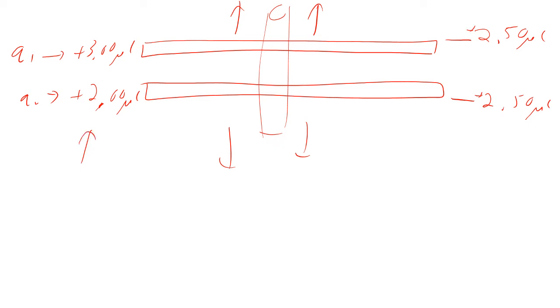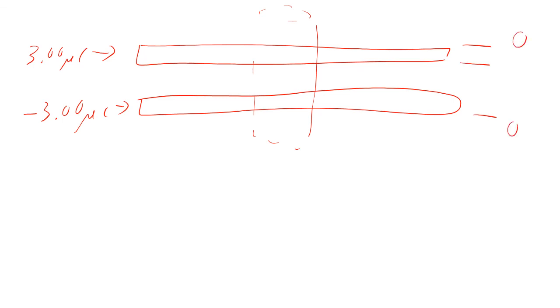Okay, so the top one had 3 microcoulombs total, 2.5 microcoulombs is at the top, so the bottom has to be half of a microcoulomb. Okay, down here, that has to be equal and opposite of that, and the bottom has to add to 2 microcoulombs. So if you have 2.5 microcoulombs on the bottom surface, the upper surface has to be negative 0.5 microcoulombs. Okay, all right. So now, let's do one more example.